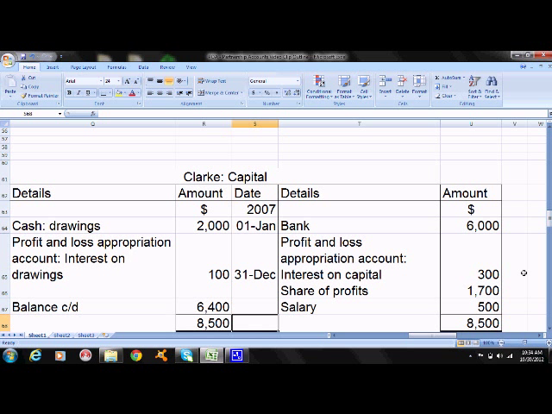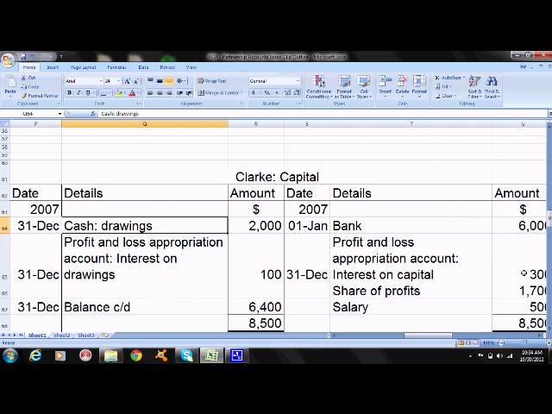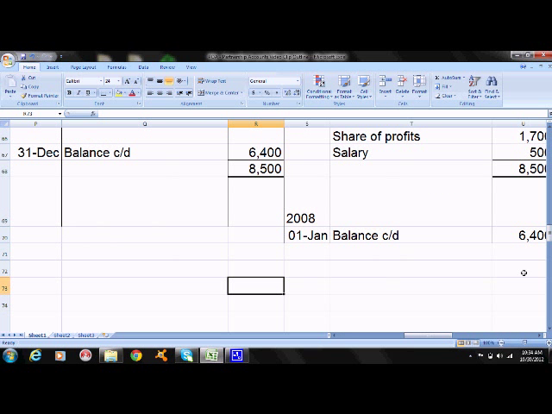In this case, 8,500 is the total. Then we're going to subtract the smaller from the bigger, and we get 6,400. Alright, and this is balance brought down. Sorry about that, it's supposed to be balance brought down. So that's it for that.